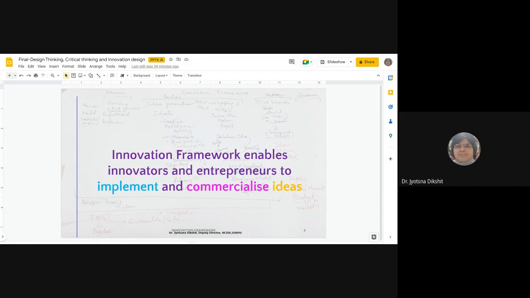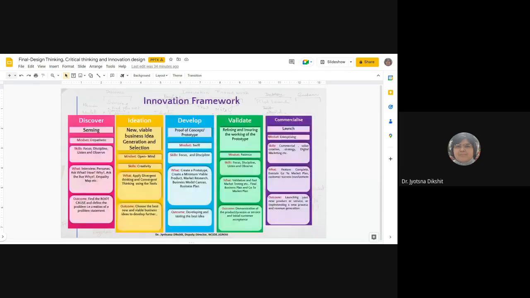We can do a 3-minute exercise here quickly, where you can identify where you exactly stand in the innovation framework. So basically, it has 5 stages: the discovery stage, ideation stage, development stage, validation stage, and the commercialization stage.